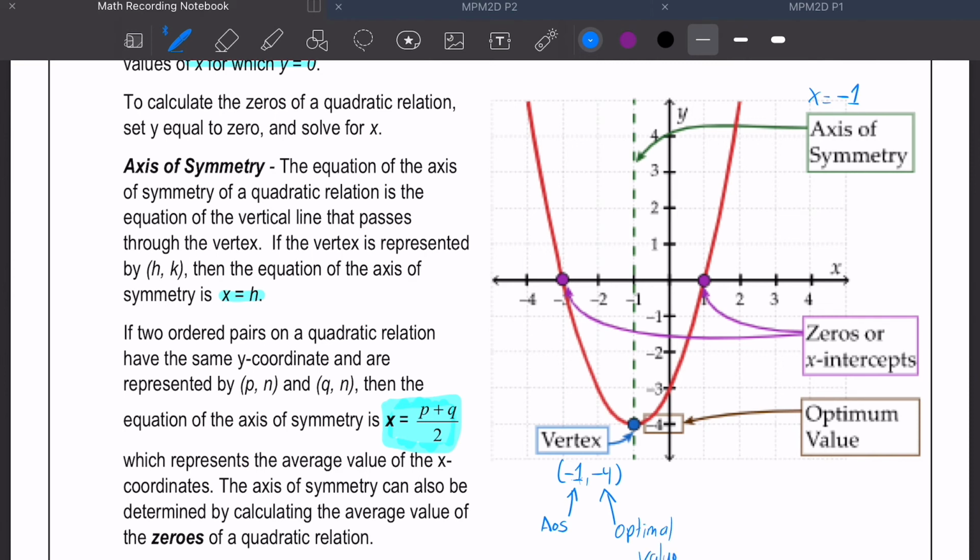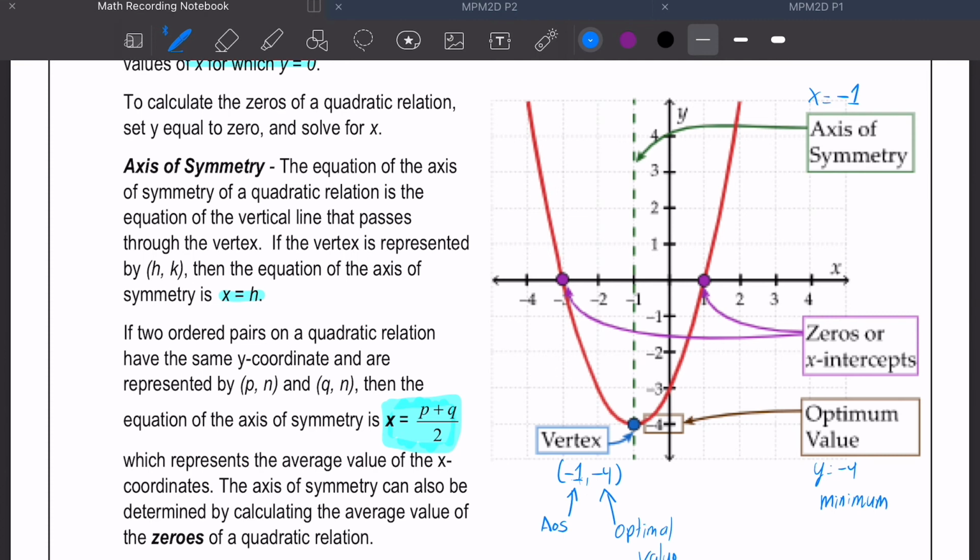So our optimal value here is y equals -4. And because it's opening upwards, everything else here is going to be bigger. This means that our optimal value is a minimum.